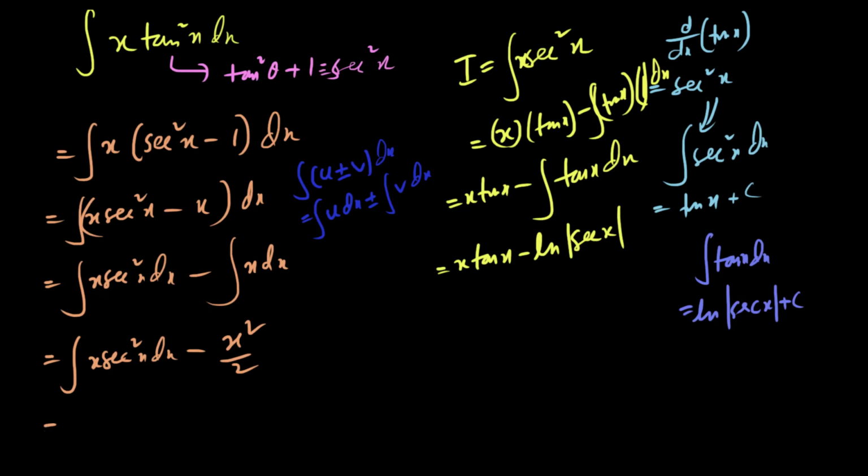So integration of x sec square x is x tan x minus ln of absolute value of sec x, because logarithm cannot be negative, minus x squared by 2. Now we can write plus c, and this is the math using identity and finally integration by parts.